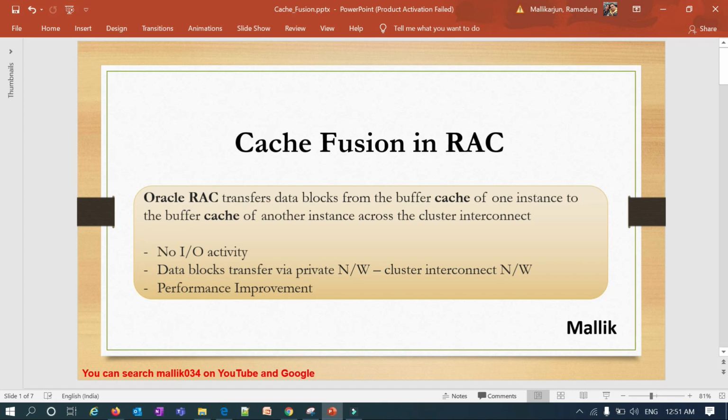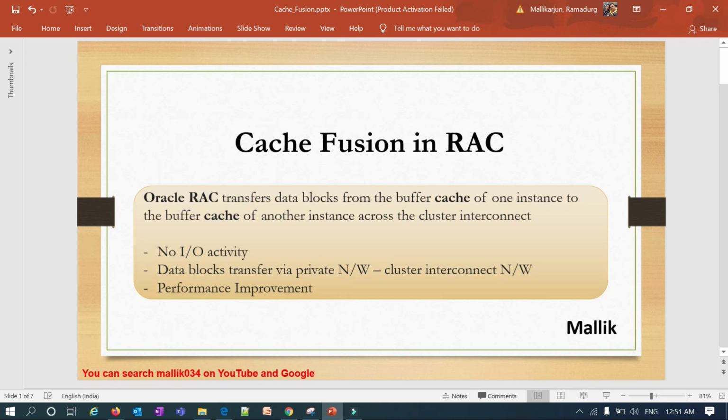Basically, if you have dirty buffers or a past image in instance 1, and a connection from instance 2 needs that block, that block can be transferred directly from instance 1 to instance 2. So without fetching the data from the physical data files, you can directly get that data from the other instance's buffer cache. That is what we call cache fusion.